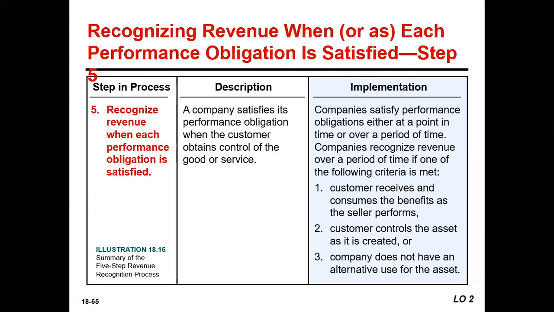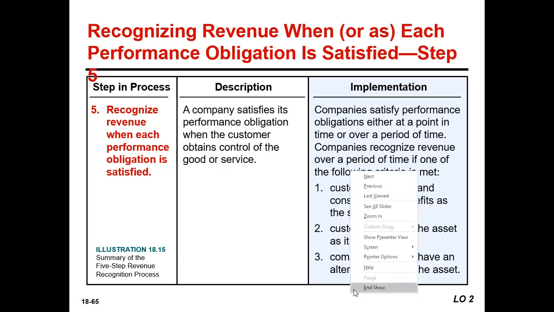So the following criteria is met: customer receives and consumes the benefits as the seller performs, customer controls the asset as it is created, or company does not have an alternative use for the asset. So those are our 5-step revenue recognition process. Before we continue, let's check our understanding, class.